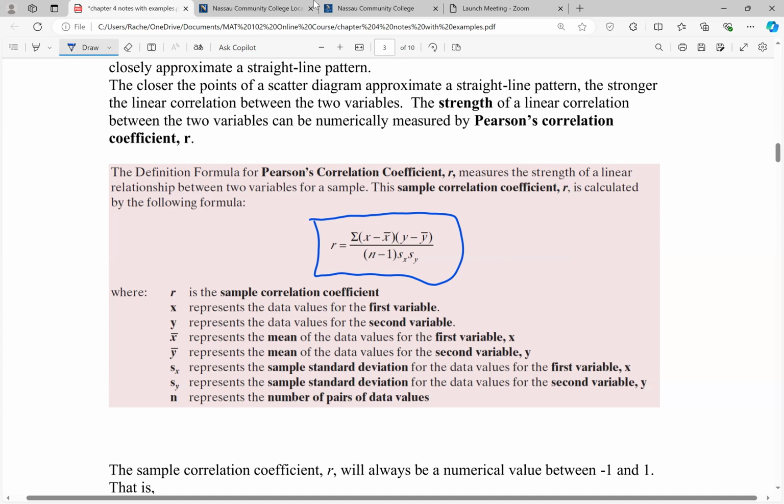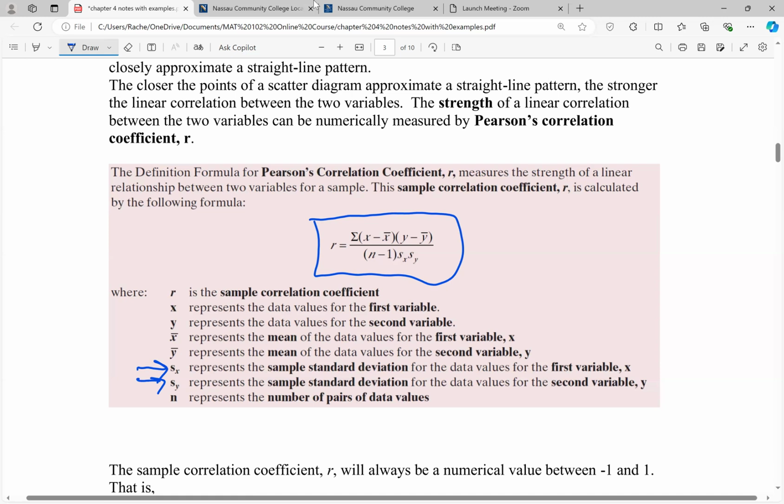So if we look at the numerator, you see how we're taking the sum of the product of each x value minus the mean of all the x values times each y value minus the mean of all the y values. And then we're going to divide by the sample size minus 1, and then we multiply that by s sub x. It represents the sample standard deviation for the x variable. And then s with a little sub y represents the sample standard deviation for the other variable, for y.